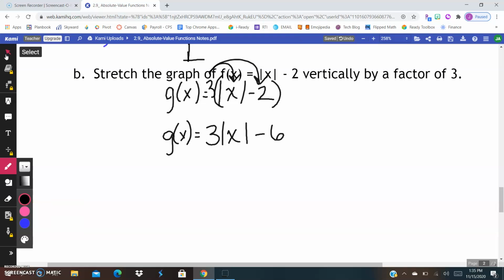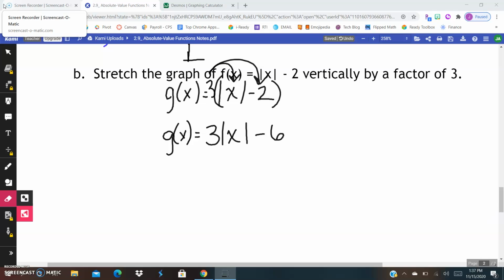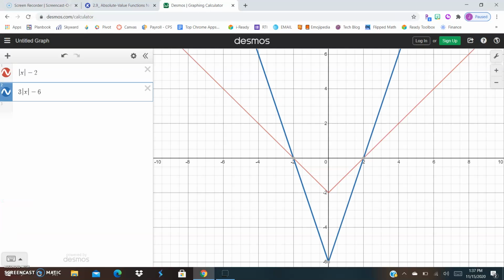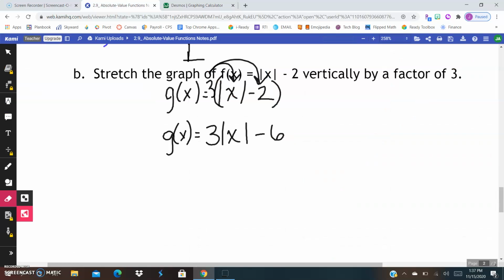And to graph that, I'm going to use Desmos graphing calculator, just for the simple fact that if we don't use a graphing calculator or this online one, we're going to have to plug in values of x and do all of the math to find some ordered pairs to graph. So this is a little bit quicker. So I graphed the two functions here, and you can see the blue one has been squished a little bit more and then slid down. So that's what that graph would look like.